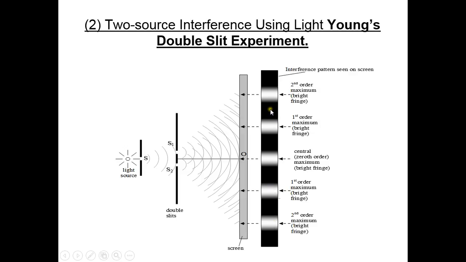Right in the middle is where you see a bright spot, not a dark spot. We also name the dark spots. There isn't a central dark spot; the central one is a bright spot because you have constructive interference. Then if you move up, this will be the first order dark spot. Then you have the second order dark spot, and so on.